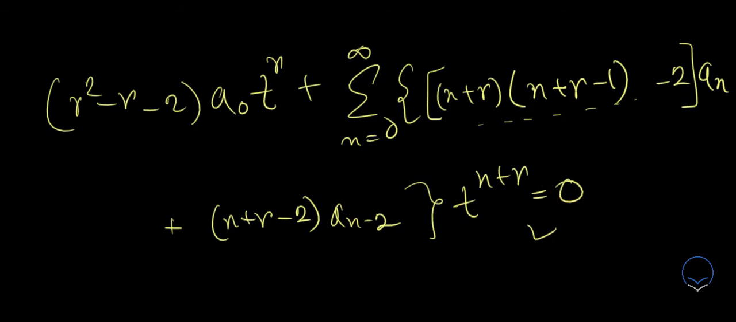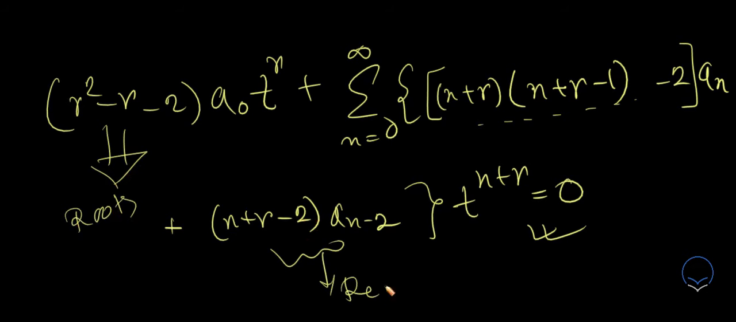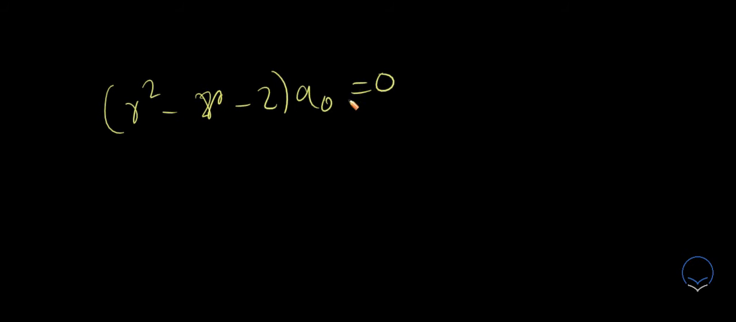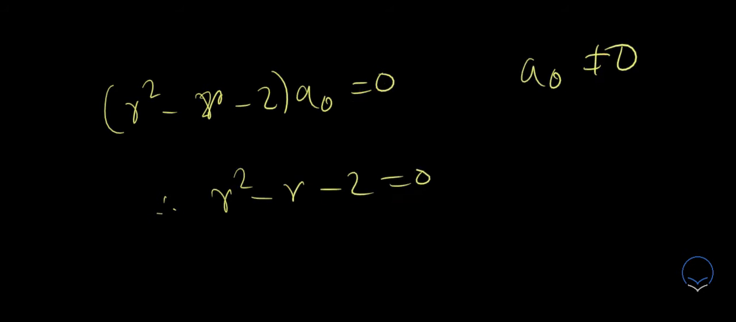Again, this is the term. Again, we put this guy to be 0, that's the demand. So this gives us the roots and this gives us the recursion. So the roots equation turns out to be r minus 2 a0 is equal to 0. Again, a0 is not 0 because that would be trivial, and r squared minus r minus 2 equals 0 gives two roots, let's call them r1 and r2, and one of them is 2, one of them is minus 1.